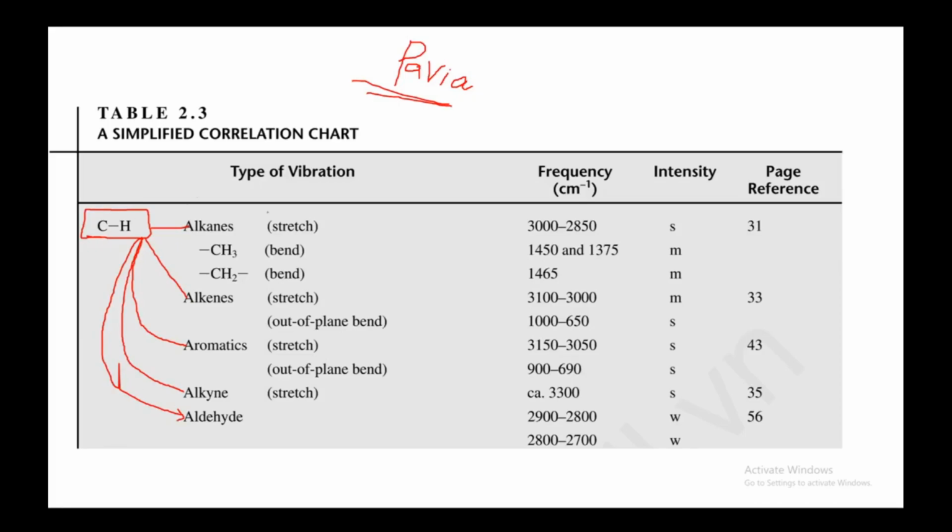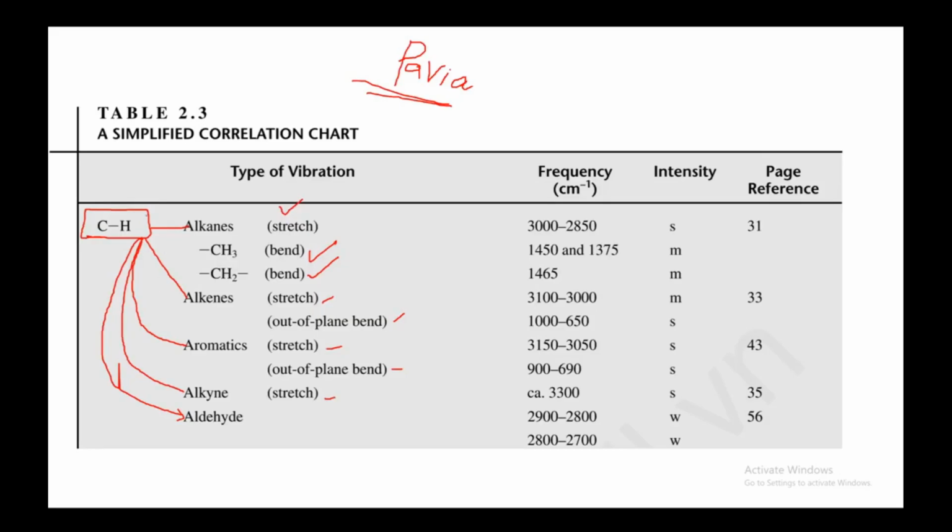Now this CH could give you different types of vibration: stretching, bending, out of plane bending. As you know, this CH bond is present in alkanes, alkenes, aromatics, alkynes, and aldehydes. The type of bond is the same, but it is different in different functional groups. So how will we be able to identify it?